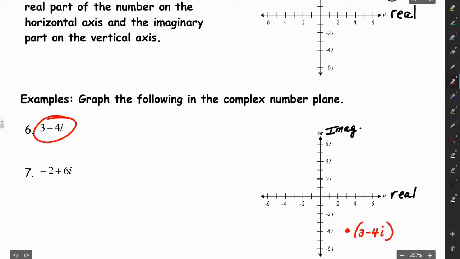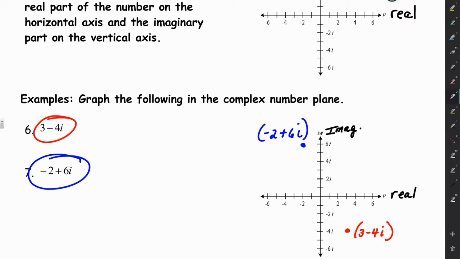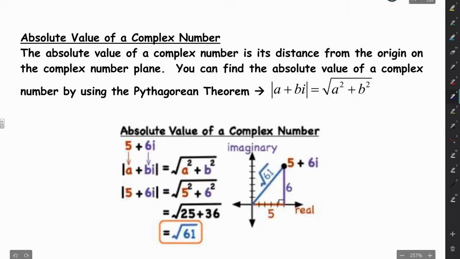I'll do this next guy in blue. We're going to find negative 2, and we're going to go up to 6i. And that would be negative 2 plus 6i. So just remember that the real part is the x-axis, and the imaginary part is the y-axis. So now we've gotten through all the basics of understanding a complex number.